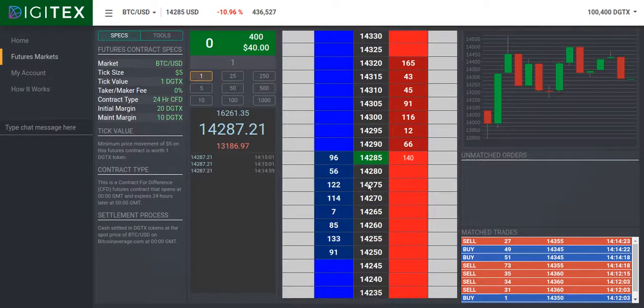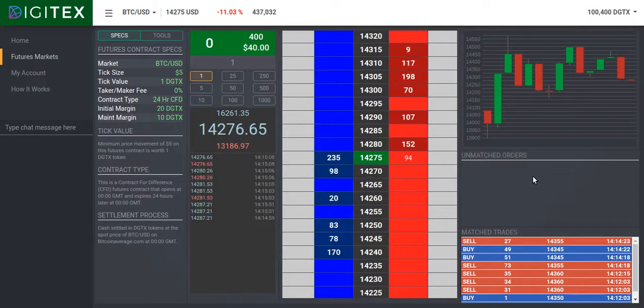And that's it. A nice, quick, simple introduction to the Digitex Futures Exchange. We've got the Bitcoin futures market, Ethereum futures market, and the Litecoin futures market.